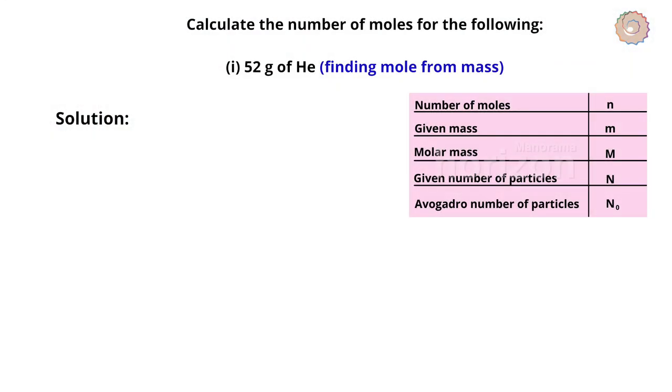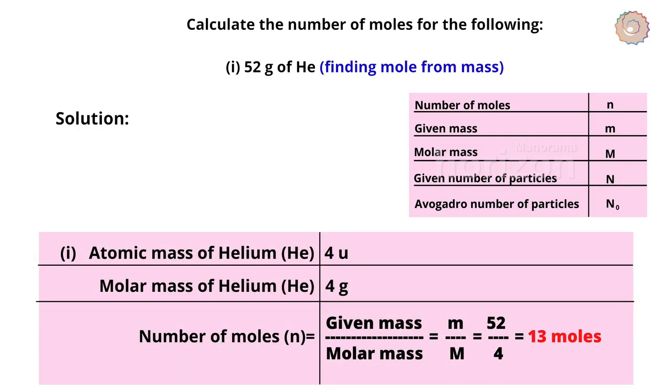As per the equation, number of moles is mass by molecular mass, right? That is, the number of moles is small m by capital M. In the given question, mass is 52 grams and the molecular mass of helium is 4. Therefore, the number of moles in this case will be 52 by 4, which is equal to 13 moles. Wasn't that simple? So let's now try the second part of the question.